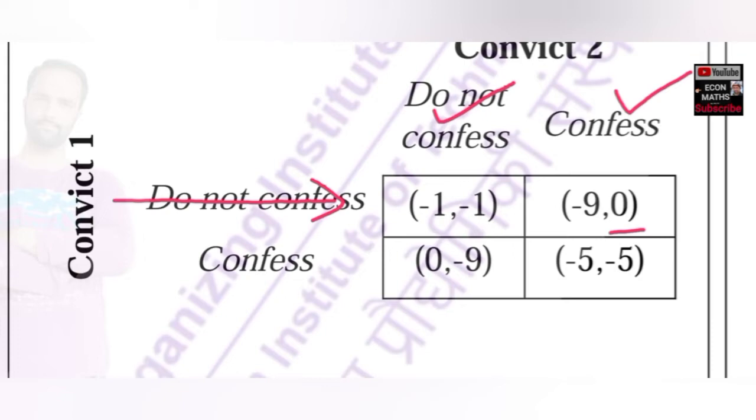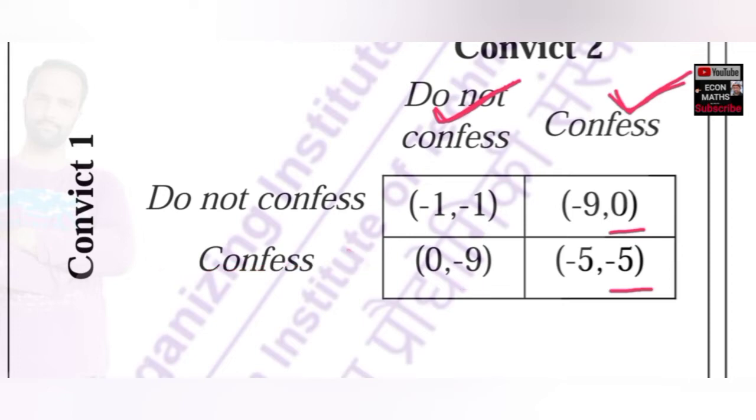Okay, so let us rub this out here. Now let us see what happens if convict 1 chooses to confess. Again, convict 2 has two options, either do not confess or to confess. Here you can see do not confess gives him -9 as payoff, sorry, and to confess he gets -5 as payoff. Obviously -5 is greater than -9, so convict 2 will choose to confess here. Okay, so let us rub this out here.